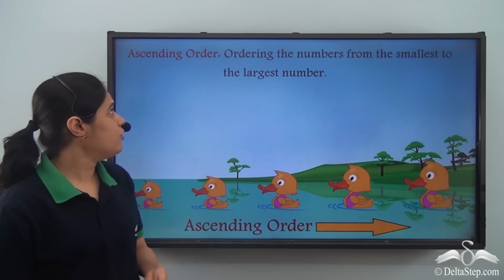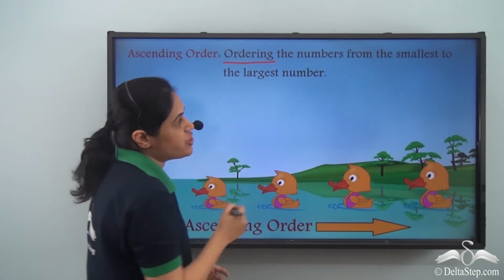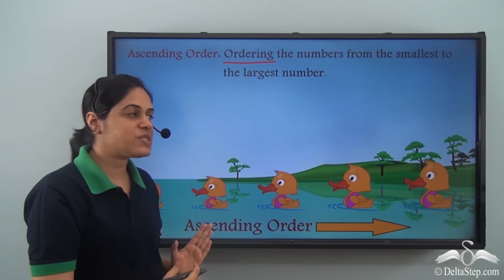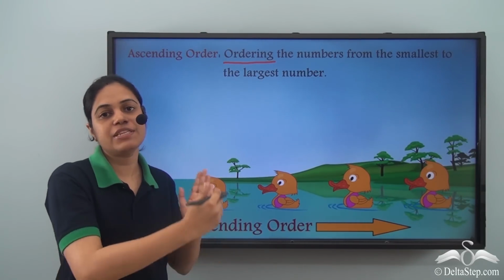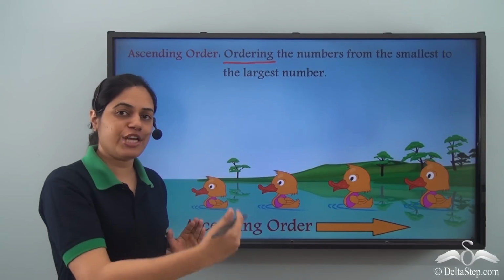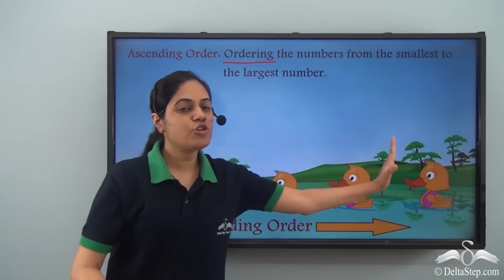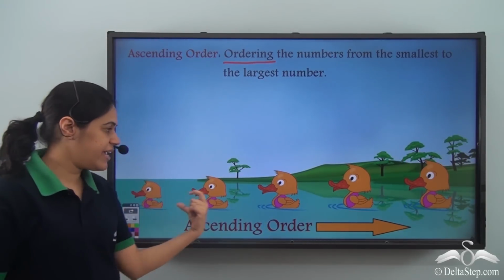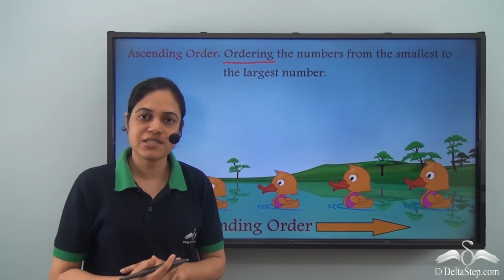We already know that ascending order means ordering or arranging the numbers from the smallest to the largest number. So starting with the smallest number, we arrange the numbers one after the other from the smallest to the largest, just like these ducks are arranged from the smallest to the largest.